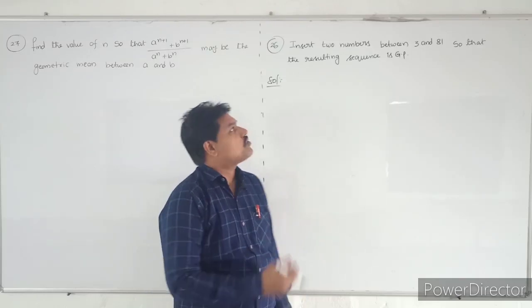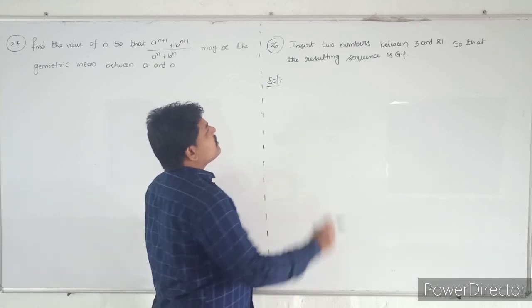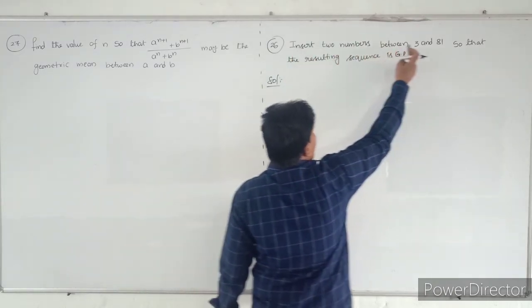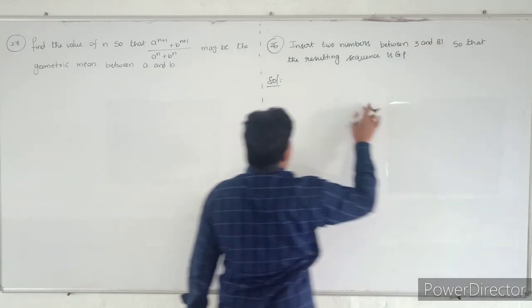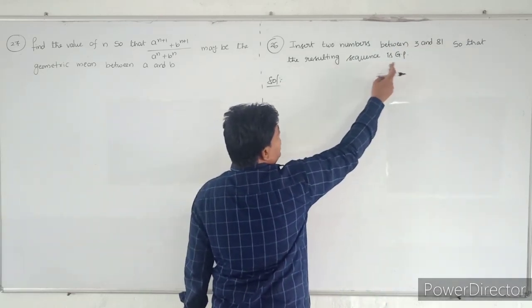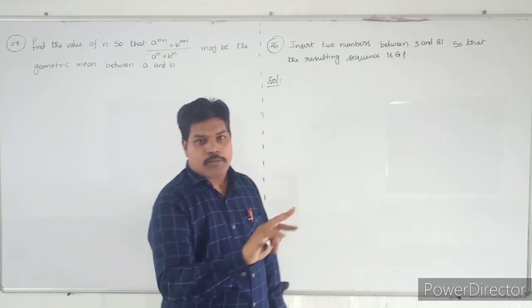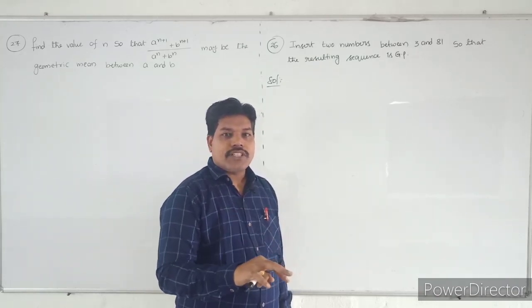See students, see the question number 26. Insert two numbers between 3 and 81 so that the resulting sequence is GP. So they are asking, you have to insert the two numbers so that the resulting sequence is in GP.